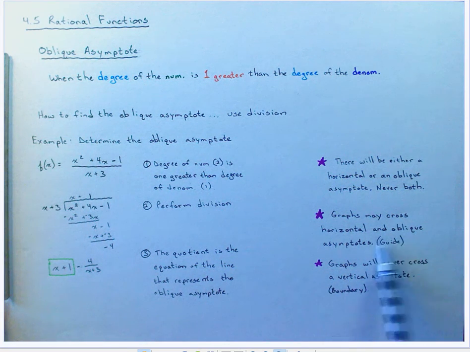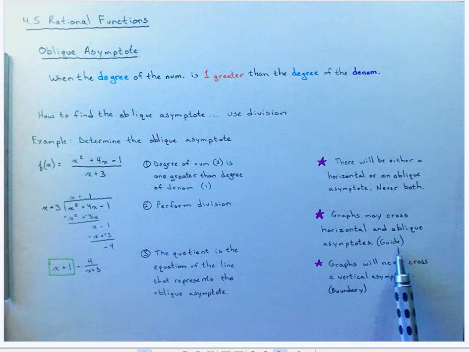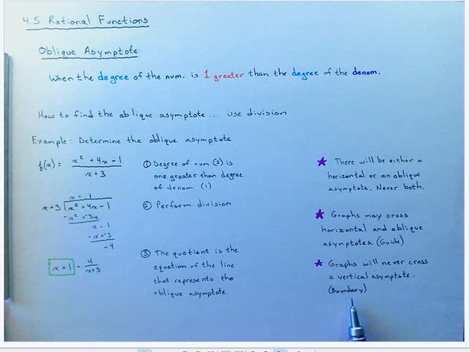Graphs may cross horizontal and oblique asymptotes. They're like a guide. That's how you can think of it. Graphs will never cross a vertical asymptote. You can think of it as a boundary.